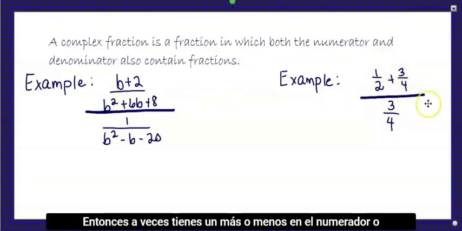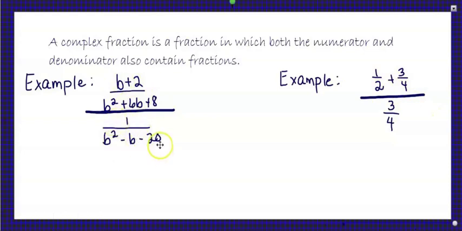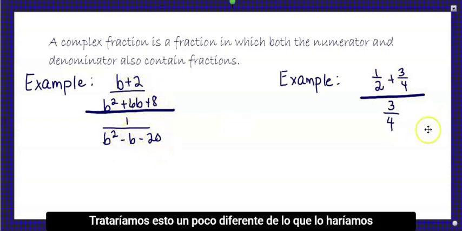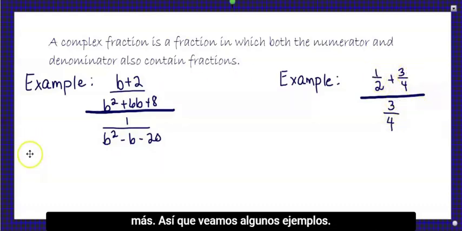So sometimes you have a plus or a minus in the numerator or denominator, and sometimes you don't. So over here, we would treat this a little bit differently than we would this one. This one here, we would have to do this addition before we could do anything else. So let's look at some examples.